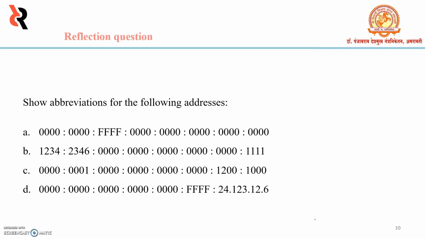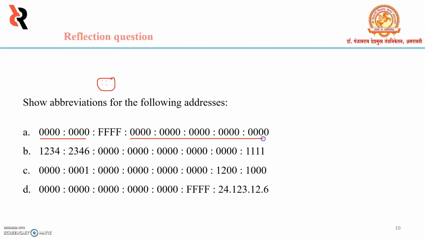One reflection question for you. Think about this one. Show abbreviations for the following addresses. The first one is 4 times 0, 4 times 0, 4 times F, and all the zeros. So show the abbreviation for this one. How should the abbreviation be? Remember, you cannot use double colon twice. You can use it once.